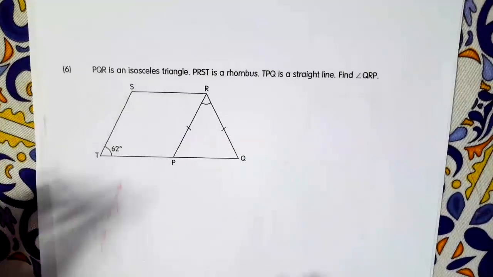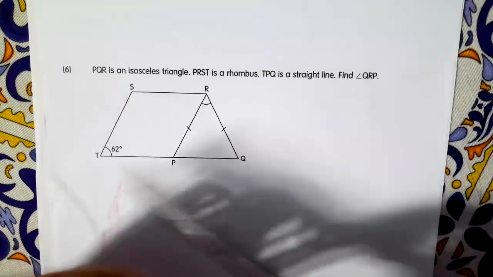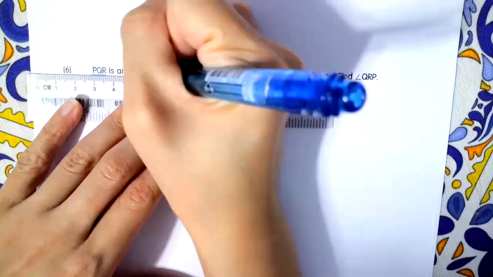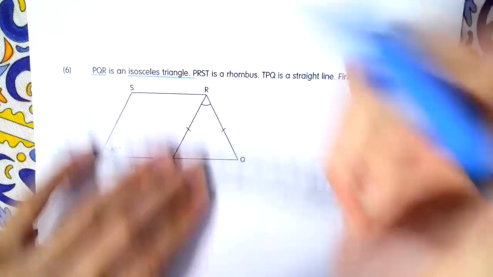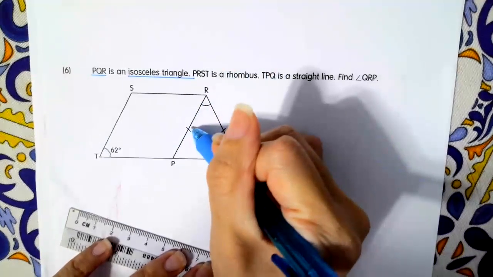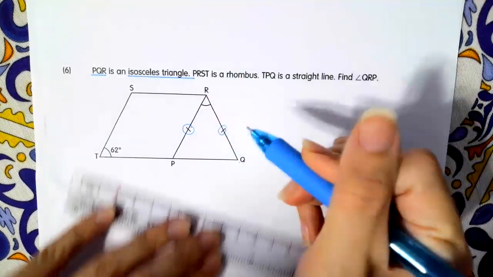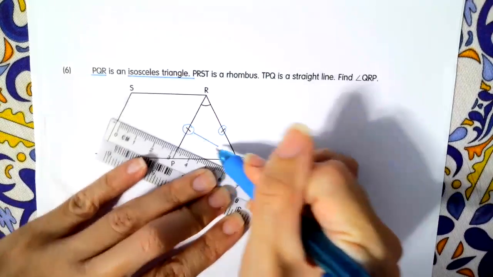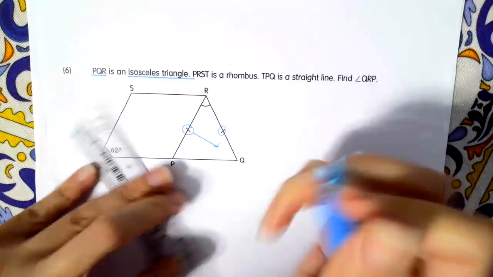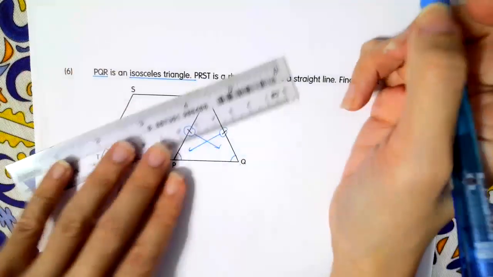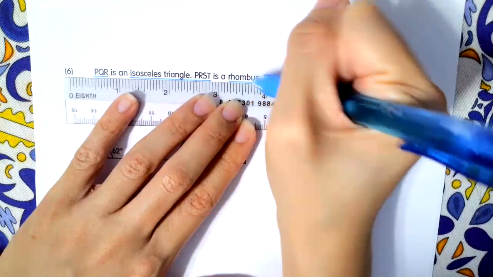Okay, now for this question 6, first thing, let's go to the question. We have PQR being an isosceles triangle. So PQR is this triangle and it's isosceles. Don't forget that if it's isosceles and you see the two lines, just draw opposite it. You'll see that these two angles are the same. And then we also have PRST, which is a rhombus.